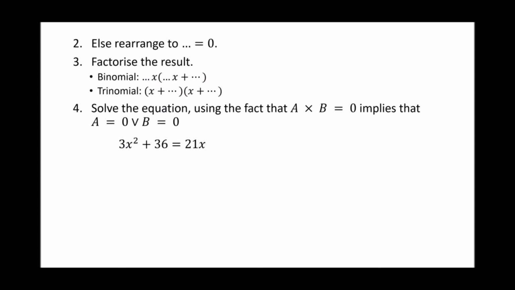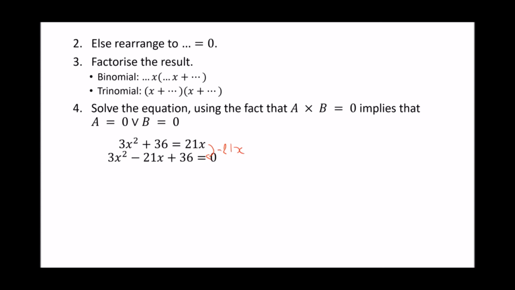The first one is this. 3x squared plus 36 equals 21x. In this case, we haven't rearranged to 0 yet, so that is our first step. We do minus 21x on both sides, so we have rearranged to 0.